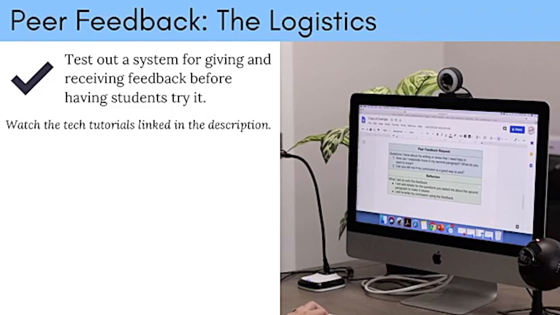Okay, so let's talk about peer feedback and the logistics of it. So peer feedback we use in writing to make sure that students are able to receive targeted feedback on their writing so that they can make their writing better. Now, in the writing classroom, a lot of times we call this revision because it is revision. And we don't focus a lot on editing in peer feedback. It's more on the overall things.